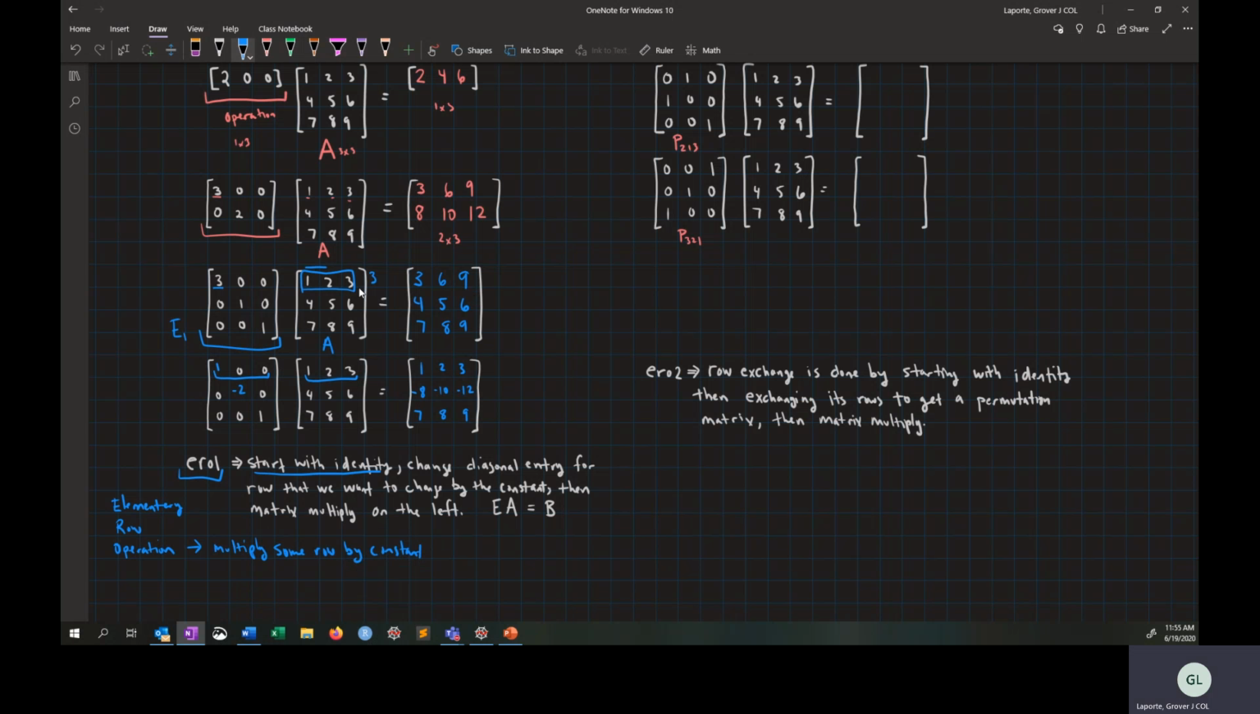Just take one row, and that's literally what we did in this example, right? All I did was I took A, and I just changed the first row by multiplying by 3. So if we start with the identity, that's basically what we did here, and then change the diagonal entry for the row that we want to change. For example, in entry 1, 1, we change it to the constant that we want to multiply it by. And then matrix multiply on the left, which is what we just did here with this multiplication. Then you get the new B that does exactly what we want with this one elementary row operation.